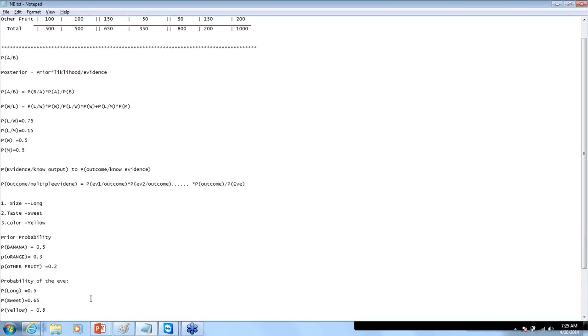Okay. Now we have all these things, but we also have to find the likelihood probability. What is the likelihood? Let me define it here.